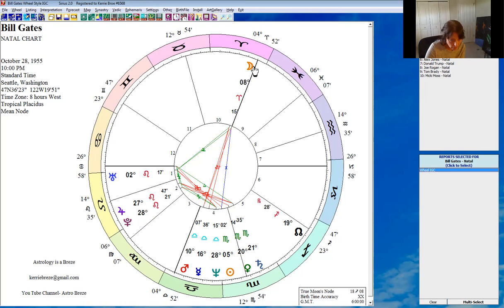So what else do we got here? Nothing is really aspecting it. I mean, Uranus, it's 6 degrees away. It's kind of far. This is the interesting one, this conjunction here in the 2nd house, and then the conjunction here in the 5th house. Everything else is kind of out of aspect. So let's see, what else we got?